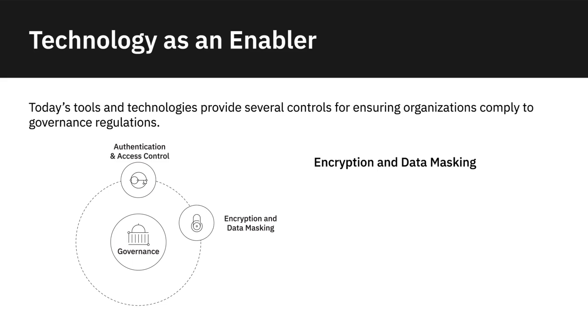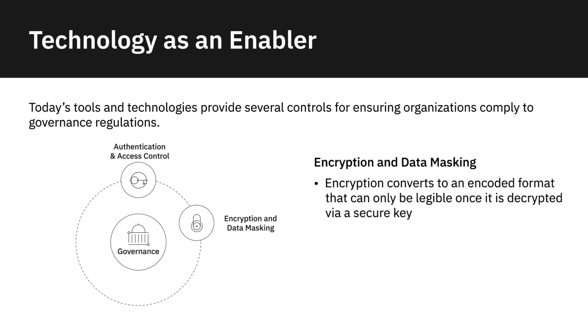Encryption and data masking. Using encryption, data is converted to an encoded format that can only be legible once it is decrypted via a secure key. Encryption of data is available both for data at rest, as it resides in the storage systems, and data in transit, as it moves through browsers, services, applications, and storage systems.